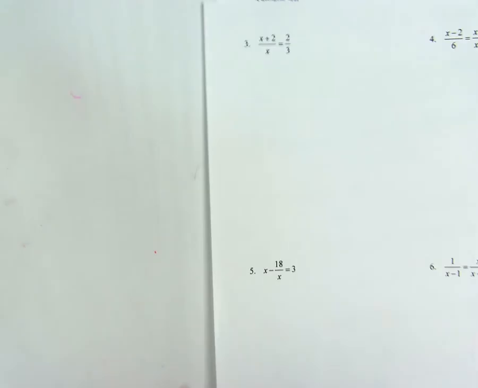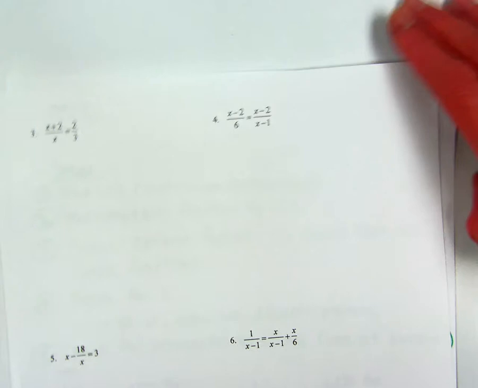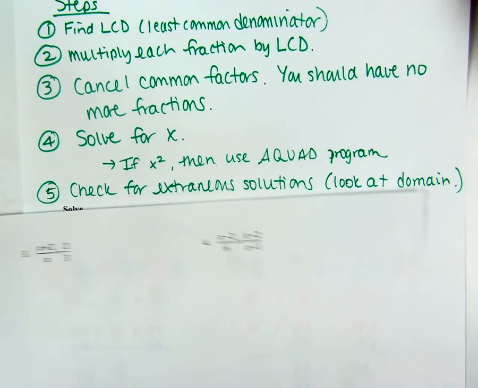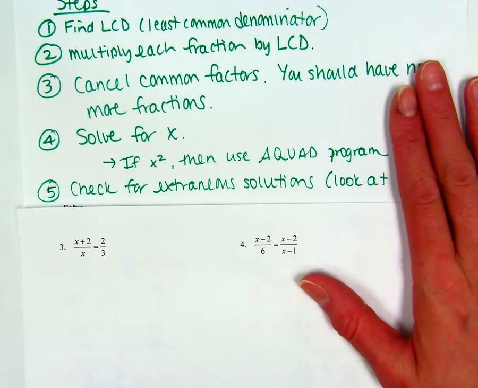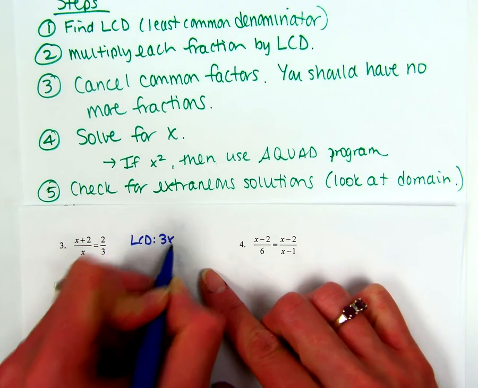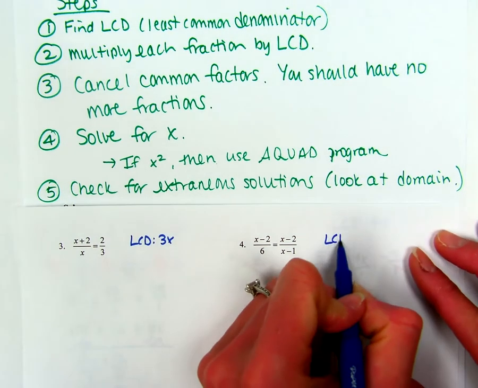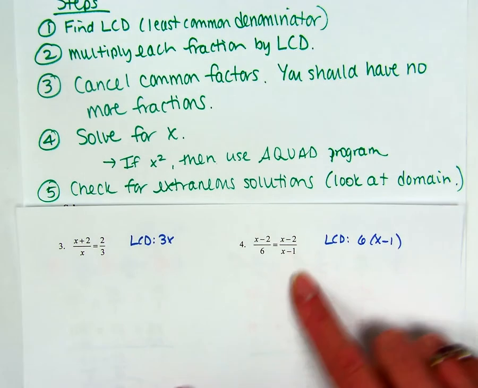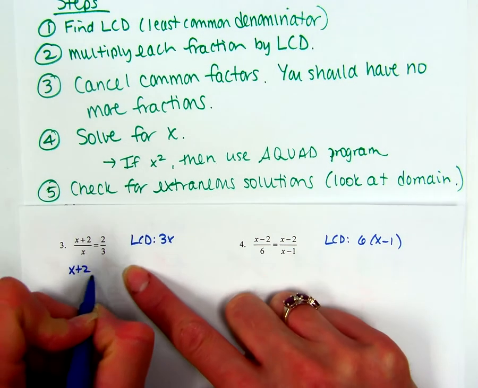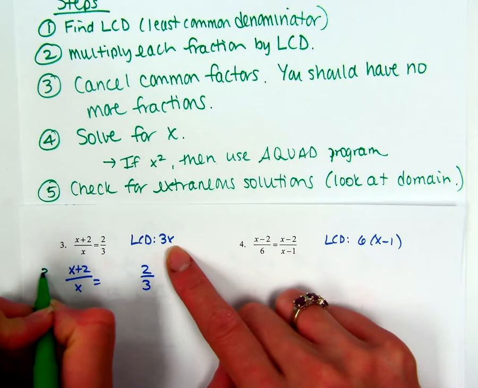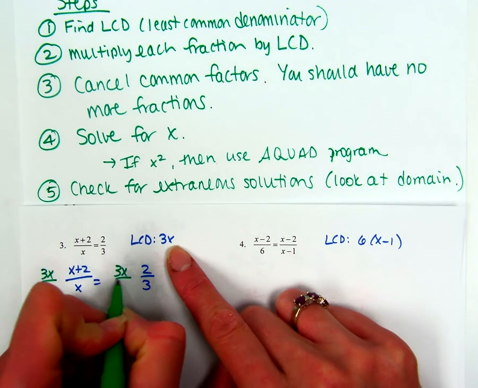Okay, so we're going to keep going to the next few problems. We got 4 more on the other side. All right, so again, you're going to start with your LCD. So if you want to see your steps, we'll leave it up there. All right, your LCD is 3x. Here your LCD is 6 times the quantity x minus 1, because that's a binomial. All right, so I'm just going to rewrite, leaving myself a little bit of space. So I put 3x over 1, 3x over 1.